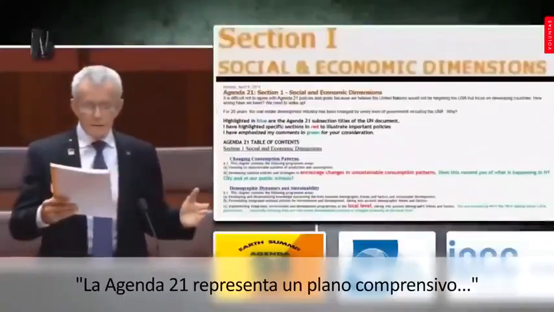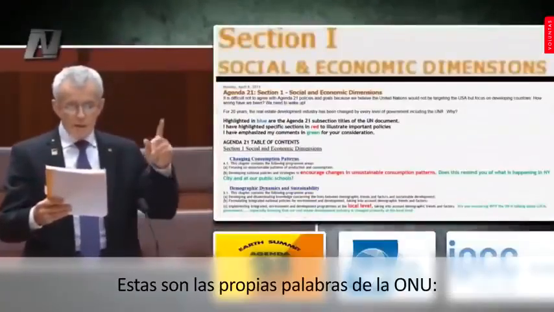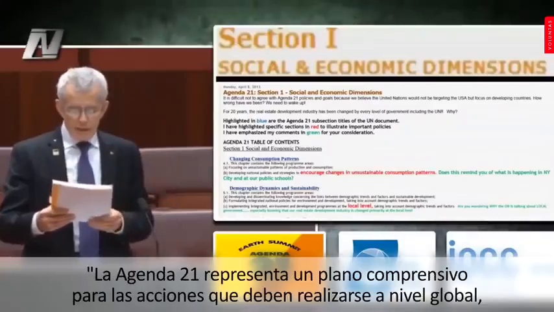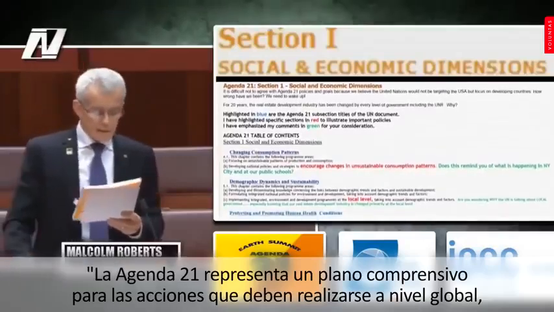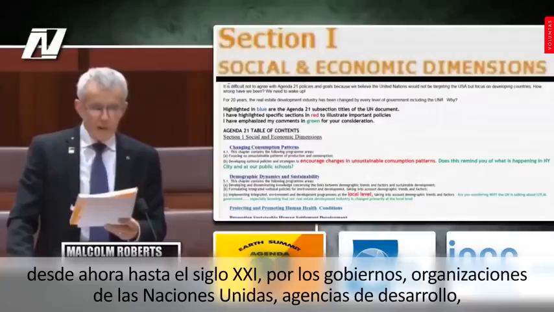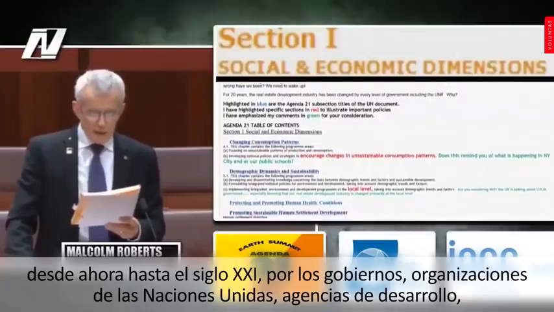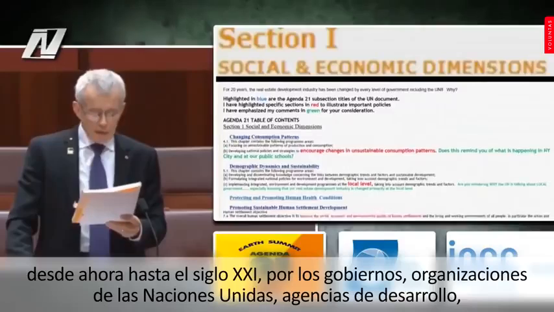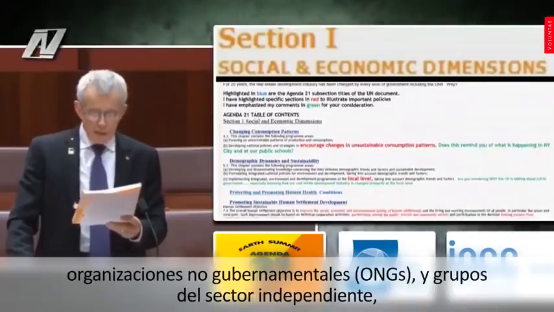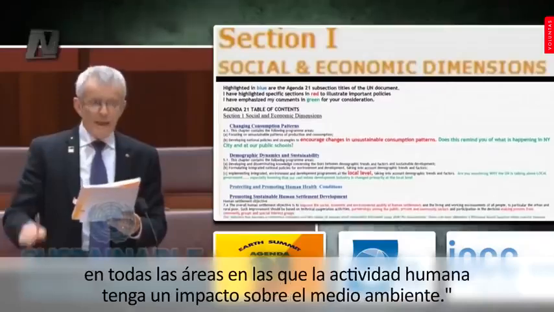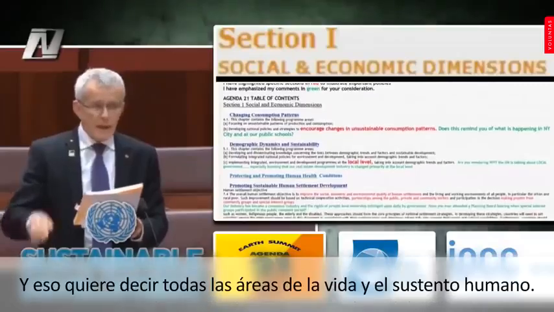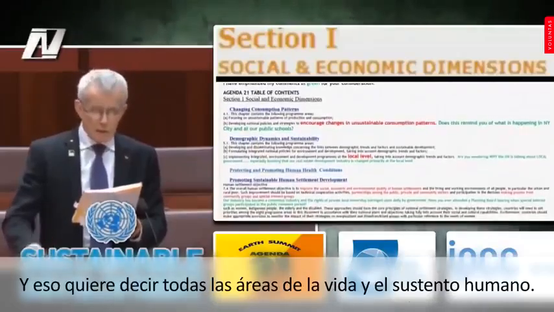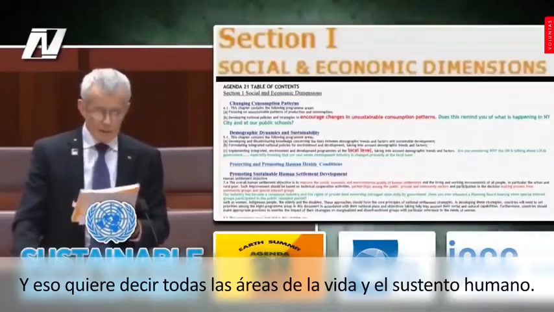Agenda 21 stands as a comprehensive, this is the UN's words, Agenda 21 stands as a comprehensive blueprint for action to be taken globally from now into the 21st century by governments, United Nations organizations, development agencies, non-governmental organizations and independent sector groups in every area in which human activity impacts on the environment. And that means every area of human livelihood, human existence.